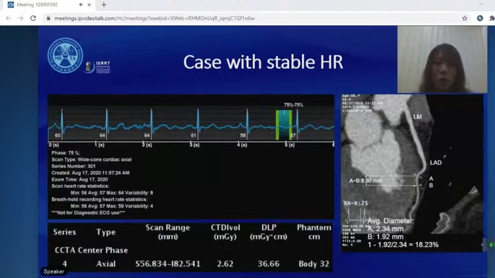And now I will show you 2 more cases, which are about heart rate stability and radiation dose. In these cases, the patient's heart rate is stable. The recorded ECG showed the average heart rate was 57. The variability was 4. In the contrast scan, the average heart rate was also 57. The variability was 4. In this case, the acquisition phase is 75%. Radiation dose, the DLP is 36.66.